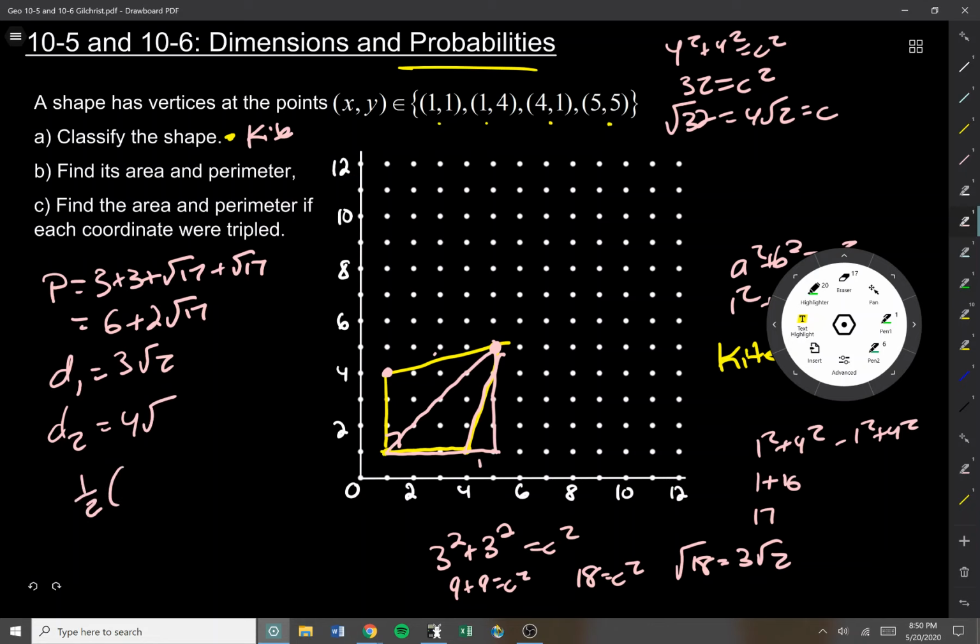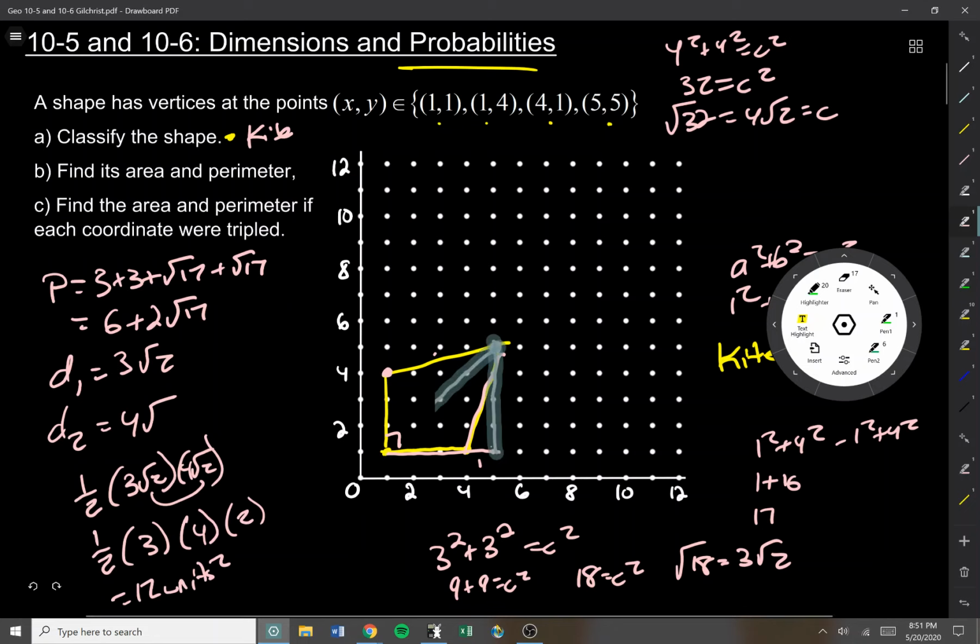If I do a half times the first diagonal times the second diagonal, well, I'm going to do this in steps. Root 2 times root 2 is just 2. So it's a half times 3 times 4 times 2, which is 6, 12, 24, 12. The area of this is 12 units squared. That was all very fast, but none of it's new. In fact, I hope you didn't really need to write it down. You're just finding lengths using the Pythagorean theorem or the distance formula and calculating areas and perimeters.